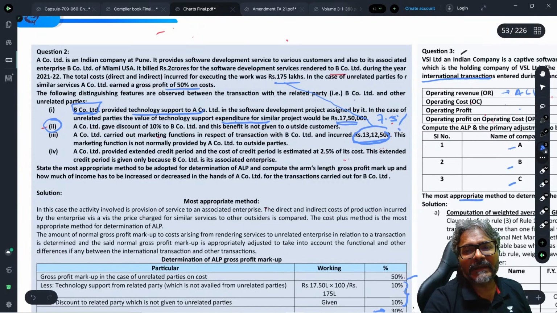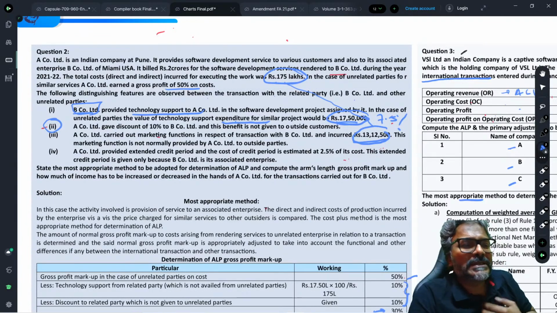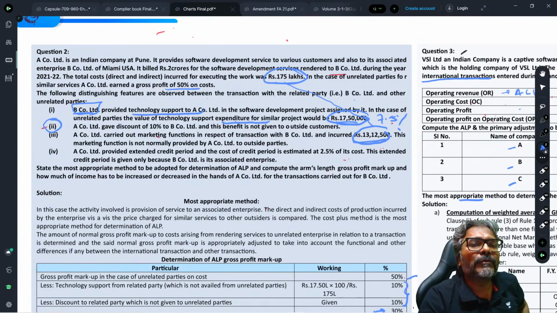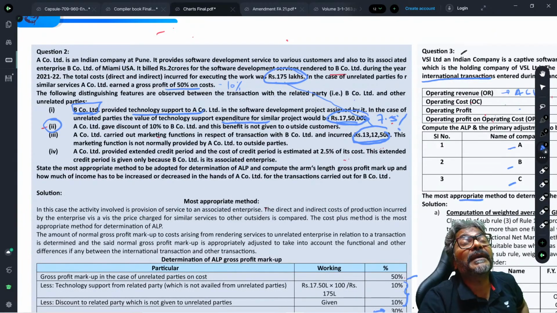So 70,50,000 is the amount. If the amount is 70,50,000, how much is this vis-a-vis the total cost? It is 10%. So 10% vis-a-vis the total cost. As compared to total cost, it is 10%. So 10% will have to be reduced from 50%, so that this gets aligned to the factors which are there in the A transaction.